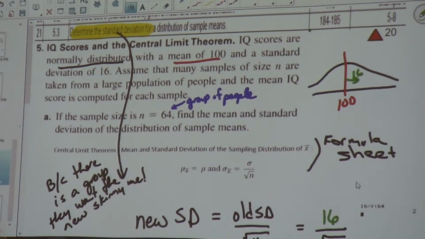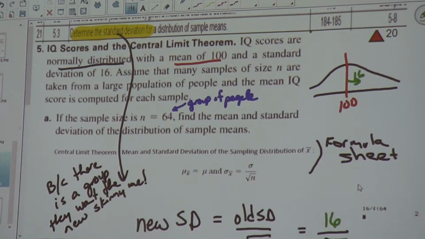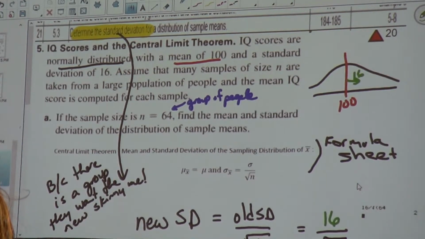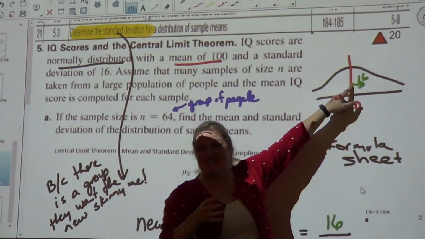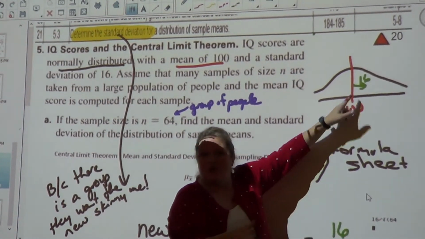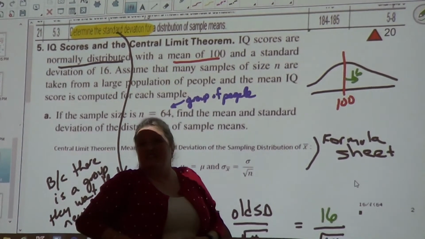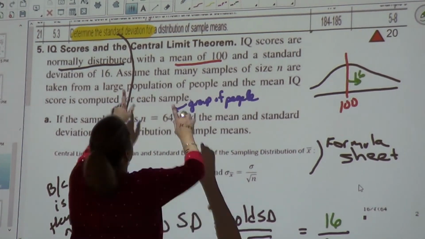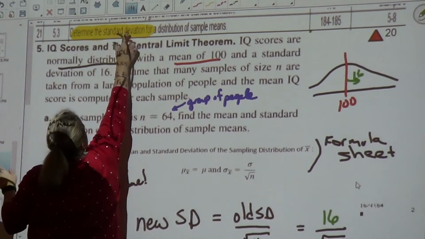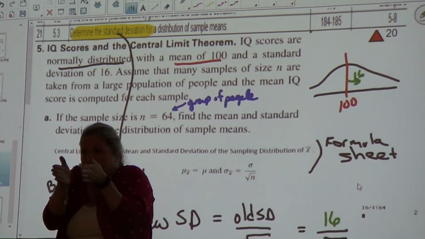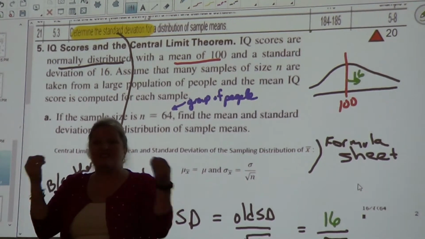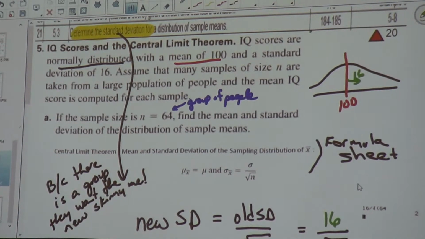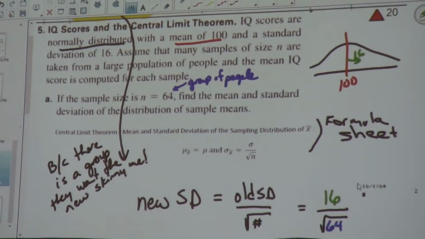They don't want a percentage. They don't want you to do to the left and to the right and normal CDF. They just say, if I was a size 16 individually, what size am I if there's 64 people in the group? Determine the standard deviation. Figure out how big it's going to be if we have a group of people. That's all they want to know. They want you to redo the standard deviation.